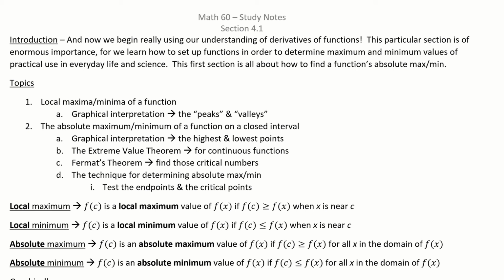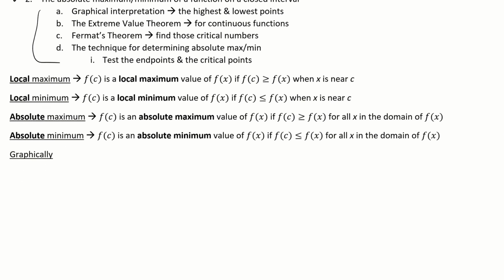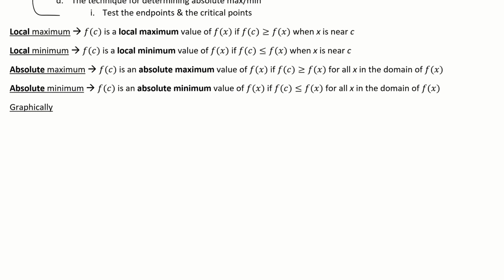So what we're going to cover is what the heck is a local max and min, what's an absolute max and min of a function, how do you find absolute max and mins, etc. I'm going to break this into two videos, one on the first part, which is dealing with what they are and what they look like, okay? So let's continue by looking at these definitions straight from the textbook.